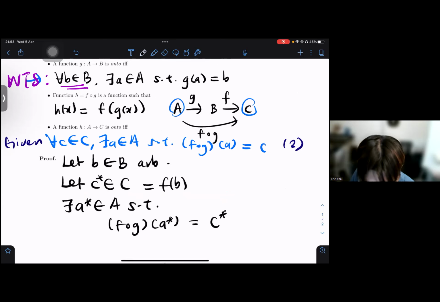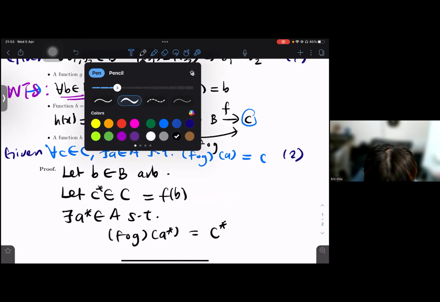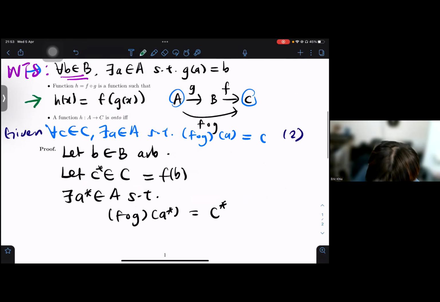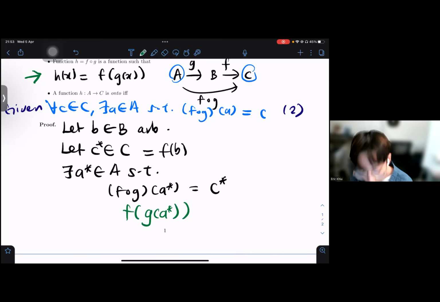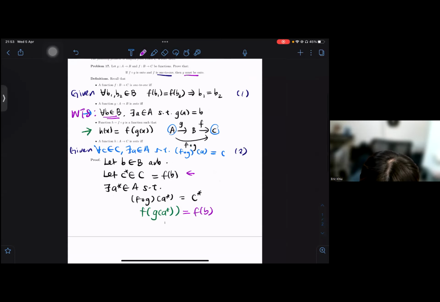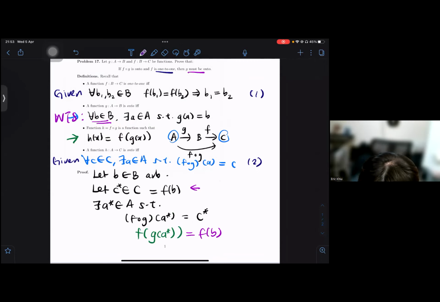But wait a minute, what is f composite g? By this definition of composition, f composite g of A star is nothing but g of A star, followed by f. And what is C star? C star is nothing but what we defined just now, f of B. This looks very familiar, right? Which is by 1, right?